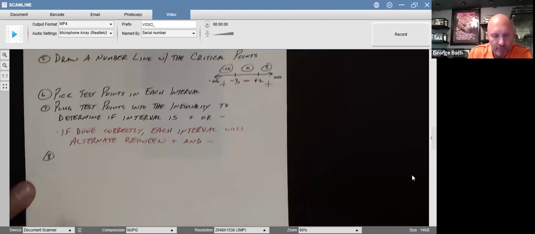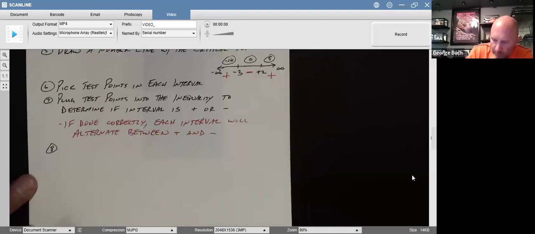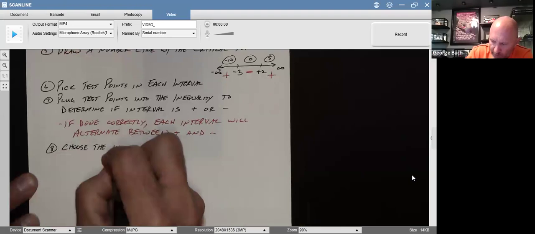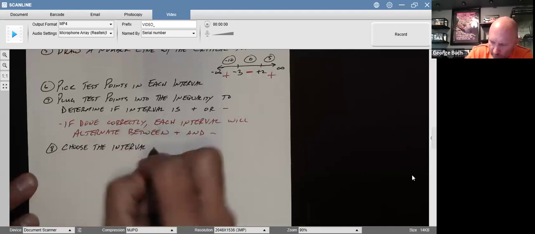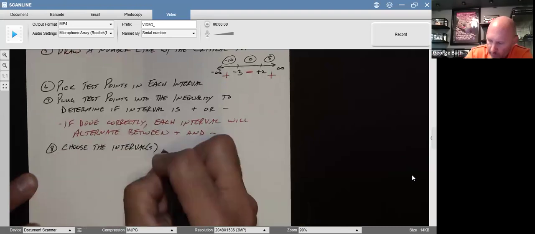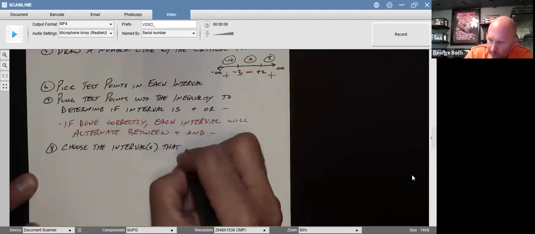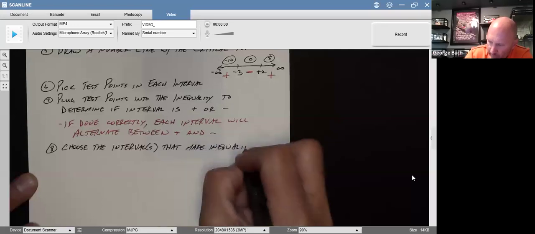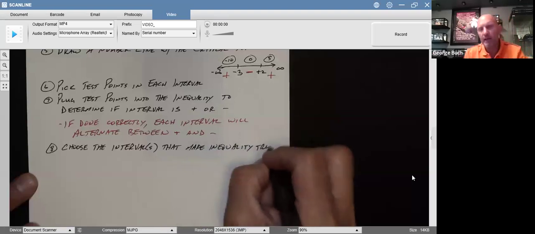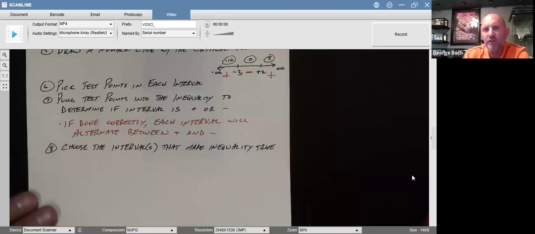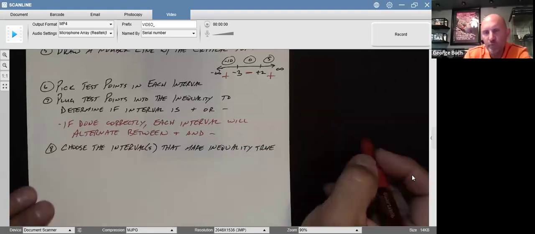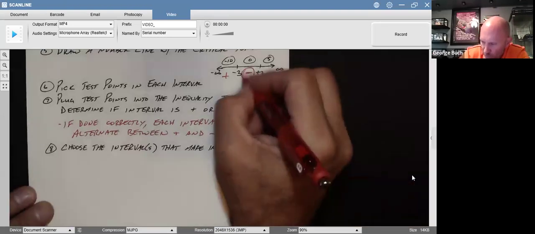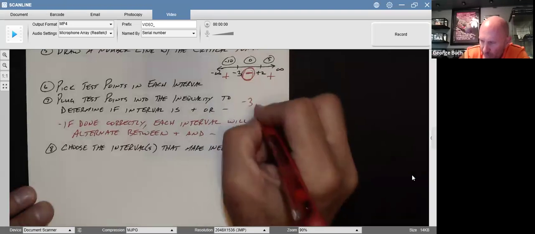Once I have that done, my 8th step is to choose the interval, or possibly intervals, we could have more than one, that make the inequality true. So let's say my product or my quotient is less than 0. Well, less than 0 means what? That's negative. So I want the negative interval, which is right here, going from -3 up to +2.